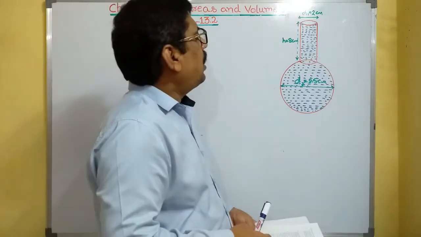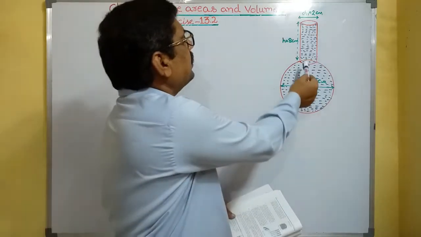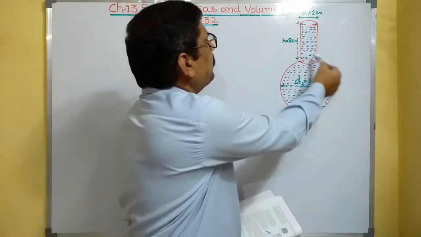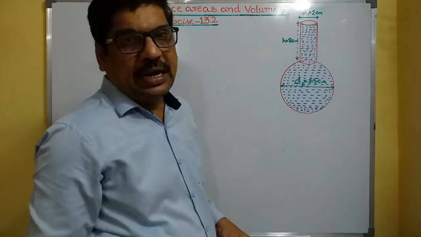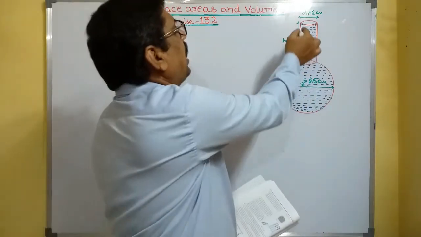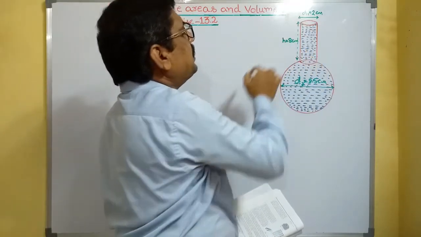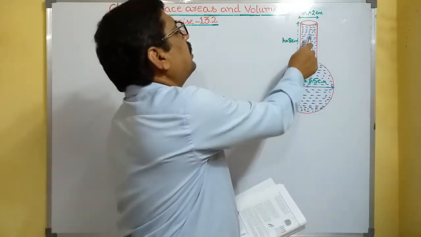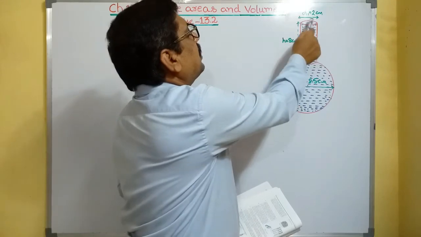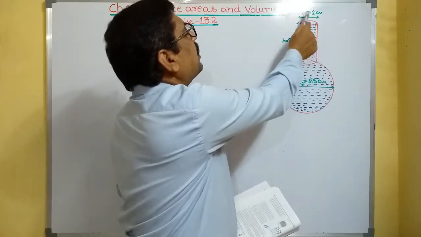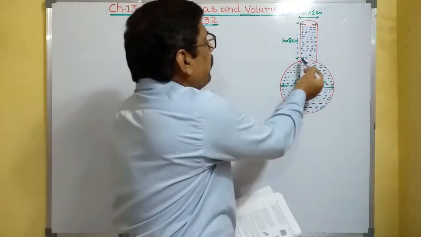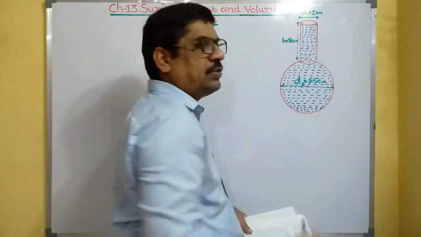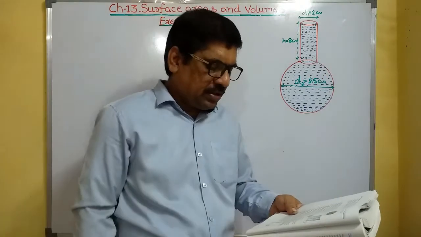Look at this picture here. There is a spherical vessel. Here there is a neck, which is in the cylindrical shape. So the height of the cylindrical portion is 8 cm and the base diameter of the cylindrical portion is 2 cm. And also the spherical portion diameter is given as 8.5 cm.